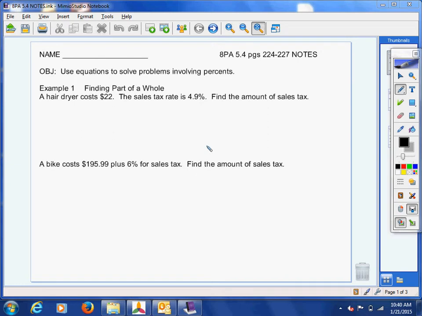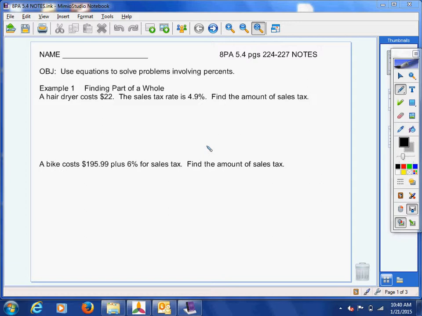In section 5.4, we're going to do a little bit different strategy. We just learned in 5.3 how to solve using proportions. Great way to solve it. There are other ways besides proportions. We can actually set up an equation not involving proportions, but just a regular straight up equation. So that's our strategy. We're in example 1, finding part of a whole.